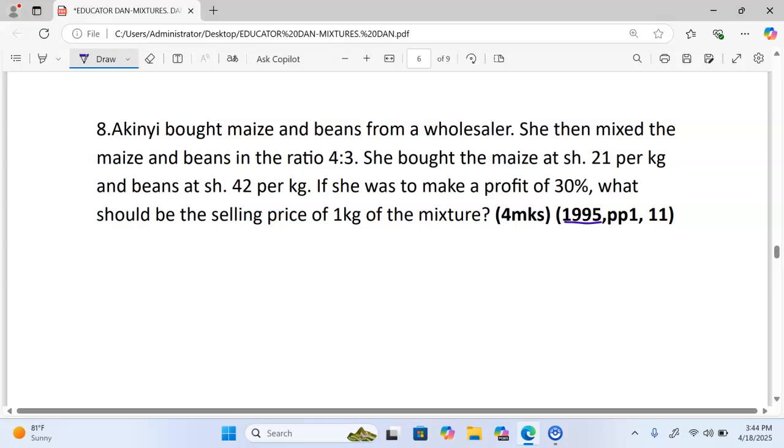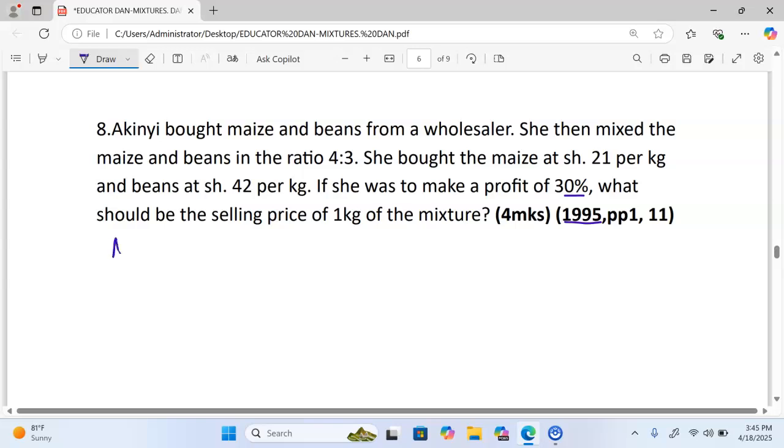The question we have reads, Akinyi bought maize and beans from a wholesaler. She then mixed the maize and beans in the ratio 4:3. She bought the maize at 21 shillings per kg and 42 shillings per kg of the beans. If she was to make a profit of 30%, what should be the selling price of 1 kg of the mixture? Before we look at the profit and the selling price, we must first get the cost price.